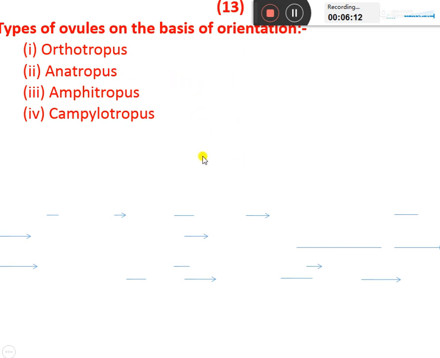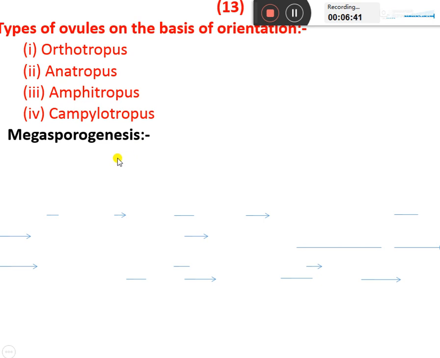the funicle and the micropyle form a 180-degree angle, while in the case of the amphitropous ovule, the micropyle forms a 90-degree angle with the funicle. In campylotropous, there is a small angle between the funicle and the micropyle.